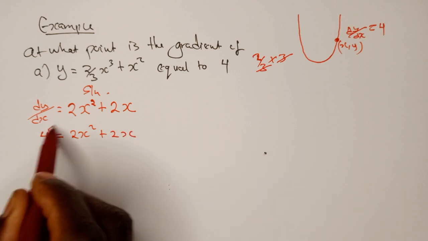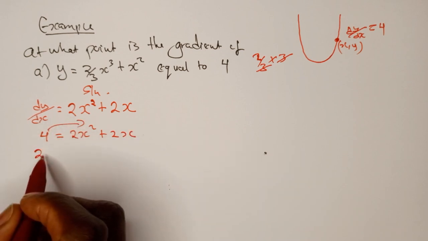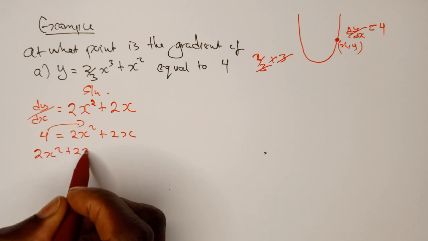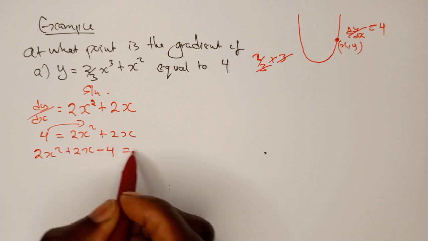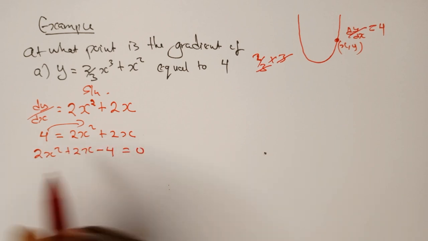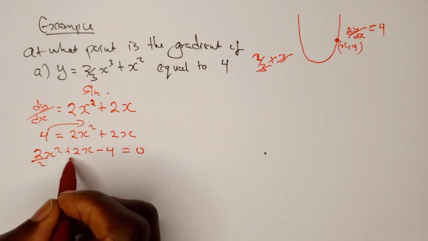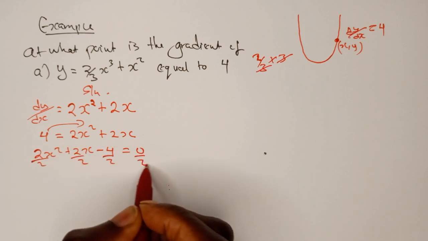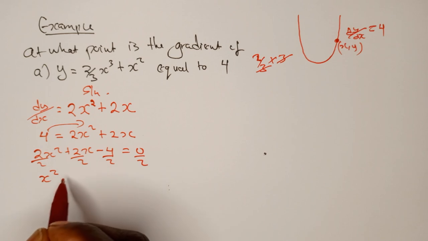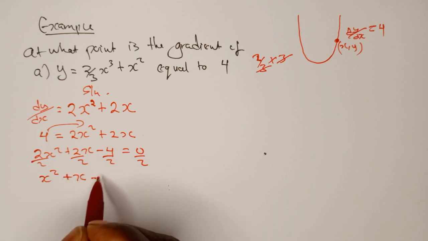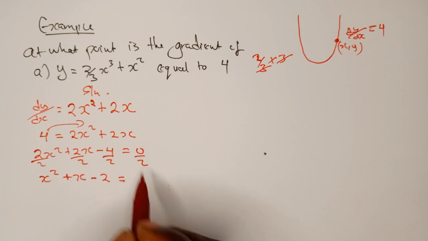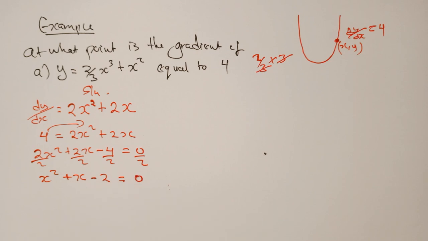So you can bring 4 to this other side, you now have 2x squared plus 2x minus 4 is equal to 0. This one can be simplified by dividing everything by 2. So we remain with x squared plus x minus 2 is equal to 0. So that is a quadratic equation. So we can find product and sum. So product, we take AC, sum is always B.